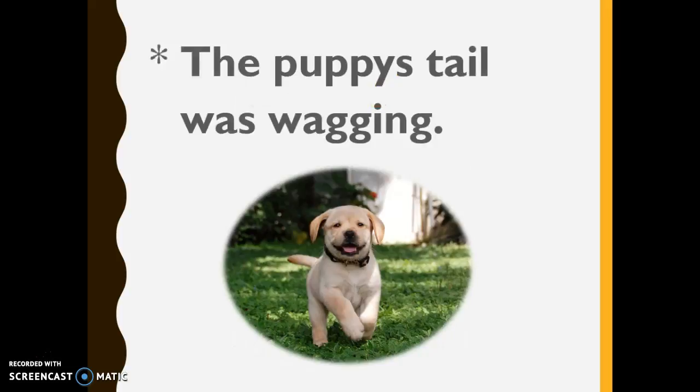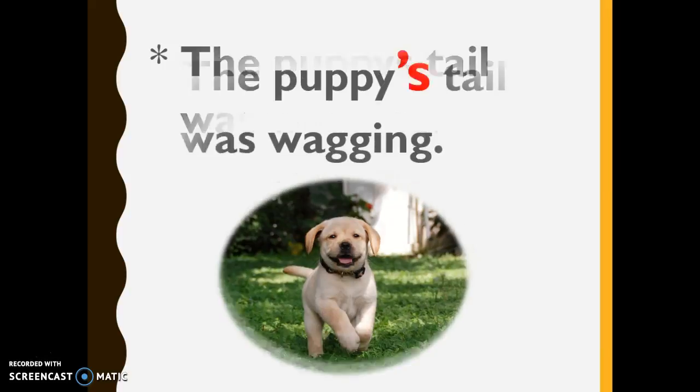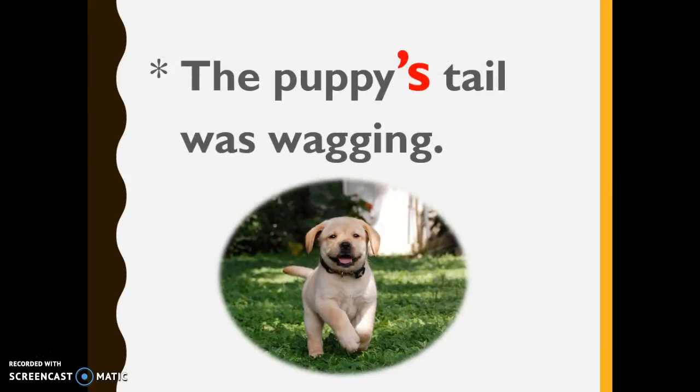And number 8. The puppy's tail was wagging. Please pause the video at this time and identify the possessive noun and insert its apostrophe. The correct answer is the possessive noun is puppy. The apostrophe goes before the S because there is only one puppy that is wagging his tail.